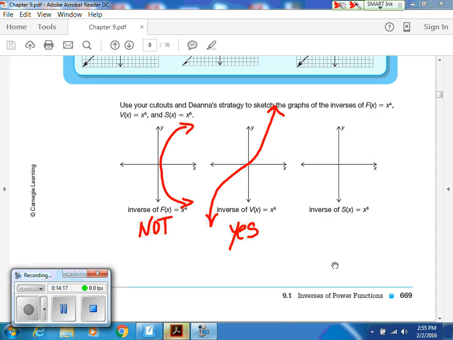X to the 6th. What's it going to look like? To the side again. Not a function. All right.